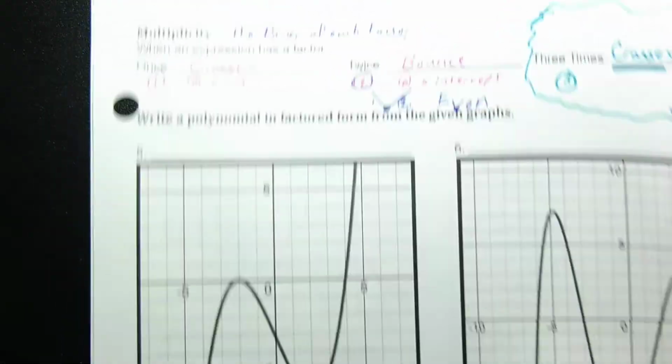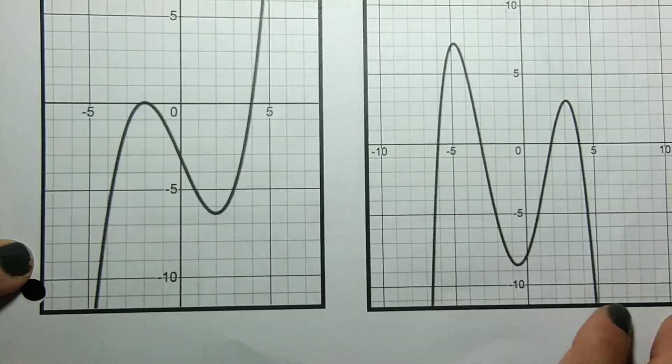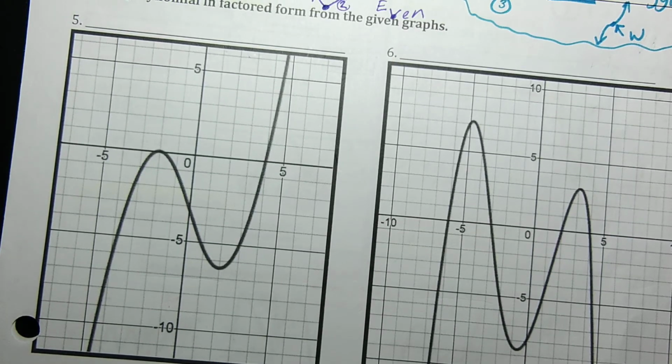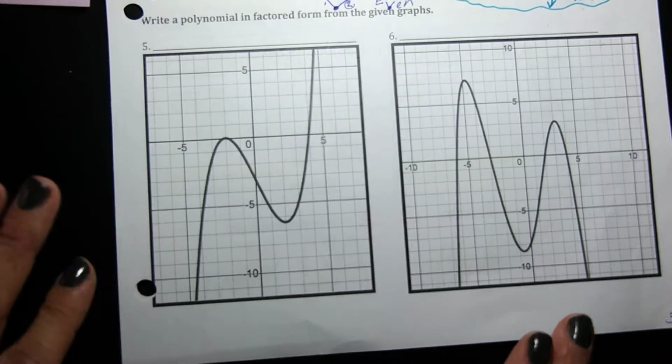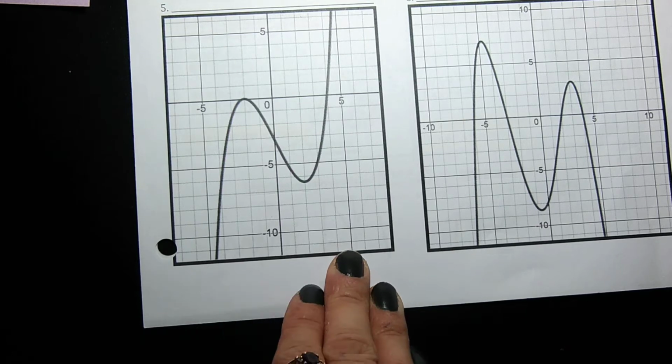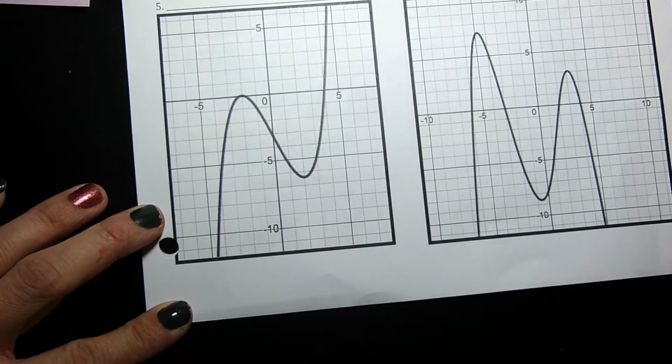To do those problems down at the bottom, we're going to be doing a lot of similar things that we did above, just backward. So we are now on page 3 in the notes. And we are going to write a polynomial in factored form given the graphs.